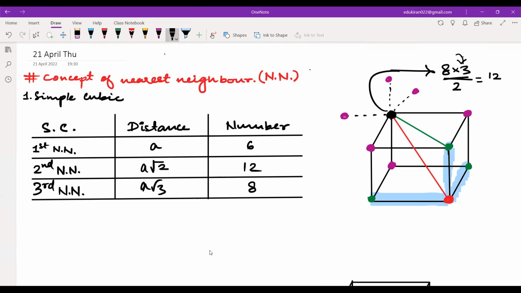If you have distance A, then there will always be 6 members away from you. If you have A root 2, then no matter what unit cell you have, simple cubic, or BCC, or face centered, there will be 12 members. If you have A root 3, there will be 8 members. Okay, there will be 8 members.